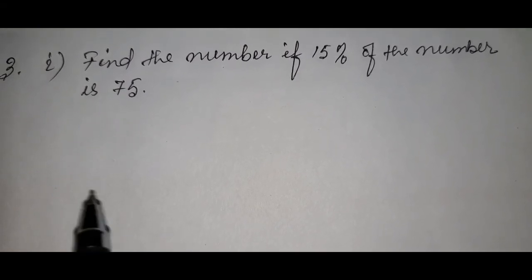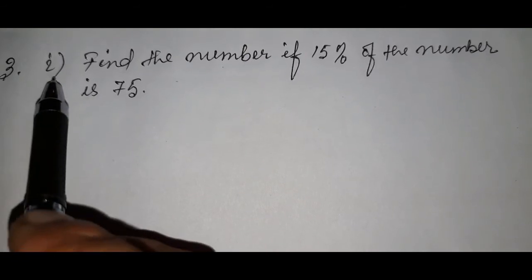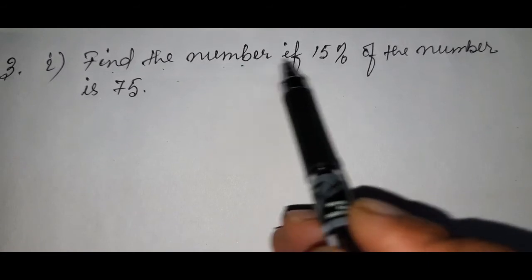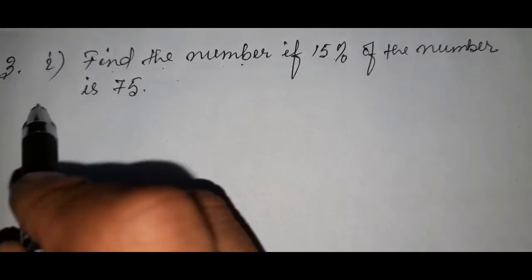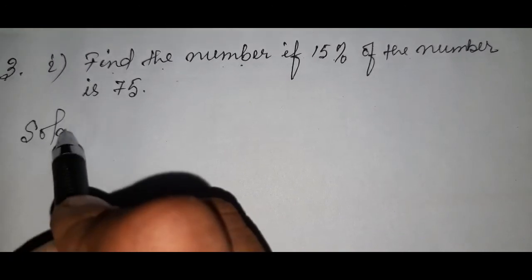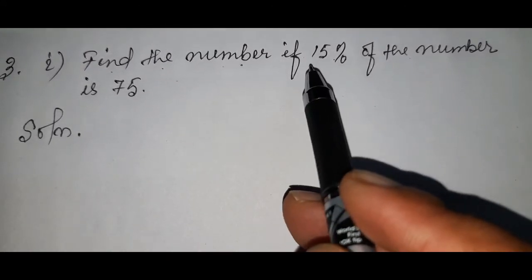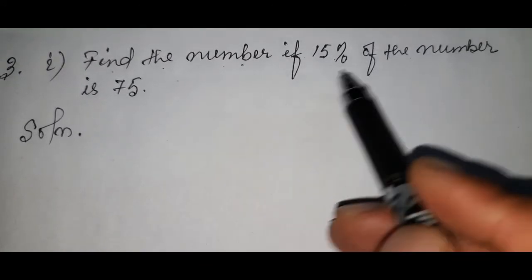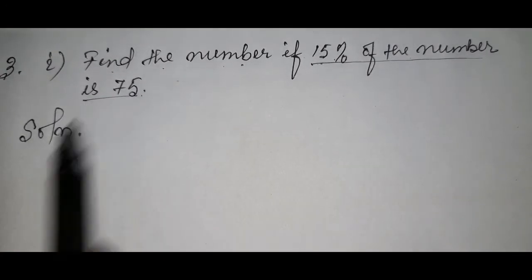Okay, now let's see the next question. Question number 3, Roman number 1. Now look at this question. Find the number if 15% of the number is 75. Okay, we are going to find a number which we don't know, and the given condition is 15% of the number is 75.